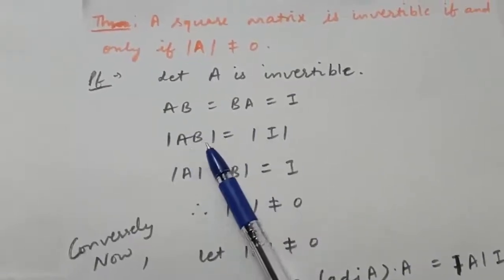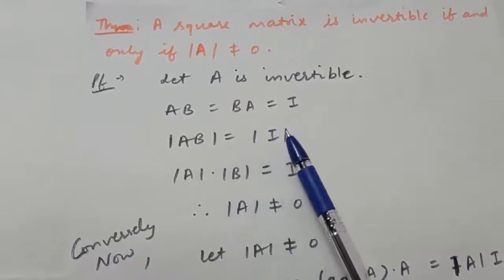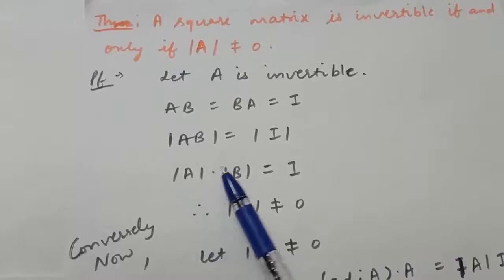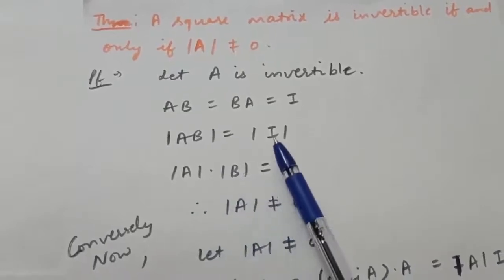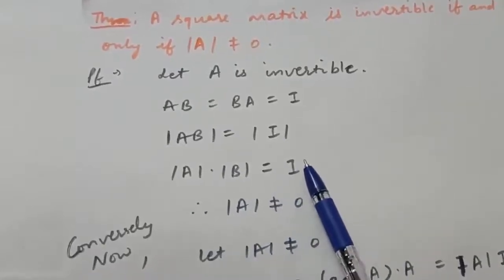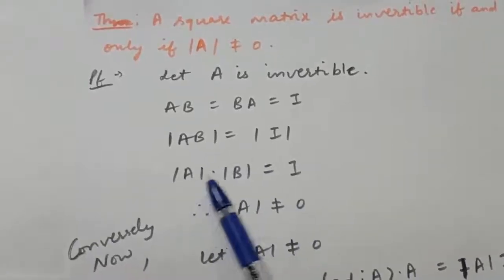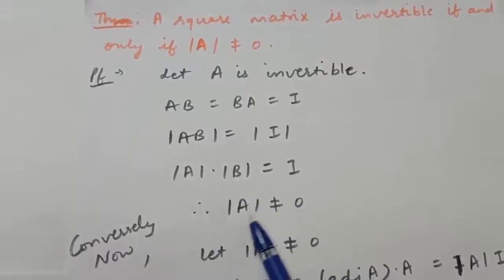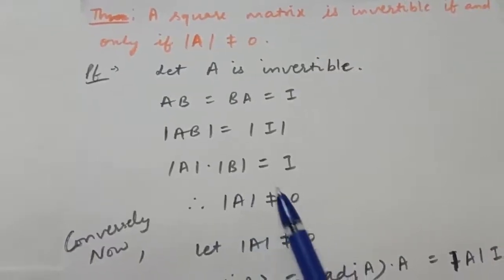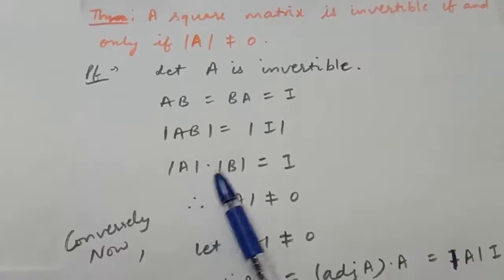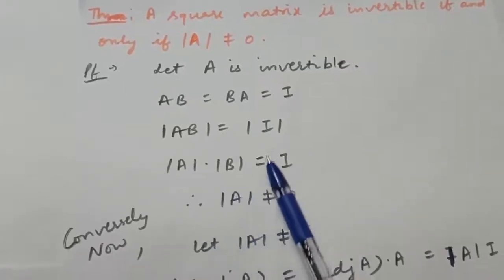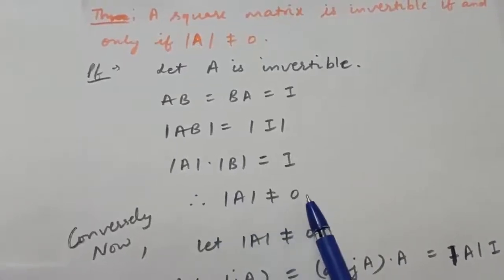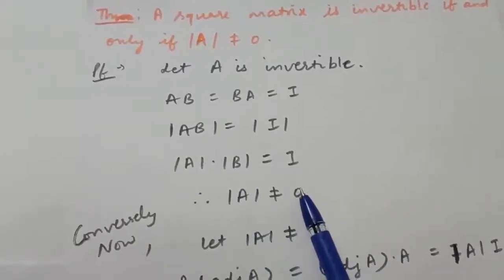Now taking determinant on both the sides, you will get determinant of AB equal to determinant of I. Now determinant of AB is determinant of A into determinant of B, which is equal to determinant of identity, which is 1, right? So the product of these two numbers is 1. Therefore we can say determinant of A is not equal to 0, because if determinant of A is 0, then 0 into something will be 0, but it is 1. So this means that determinant of A is not equal to 0 and that A is non-singular, right?